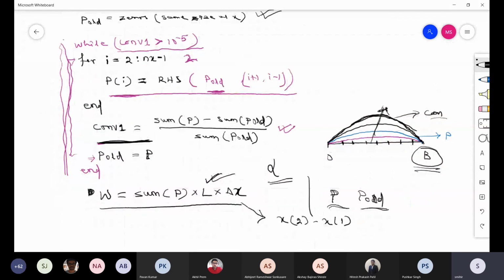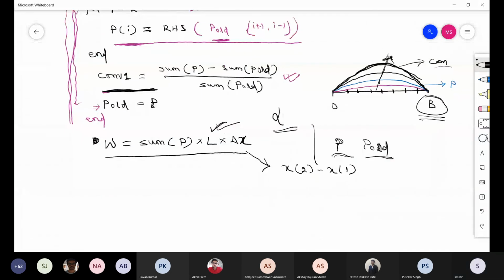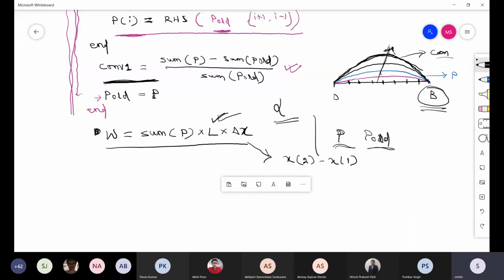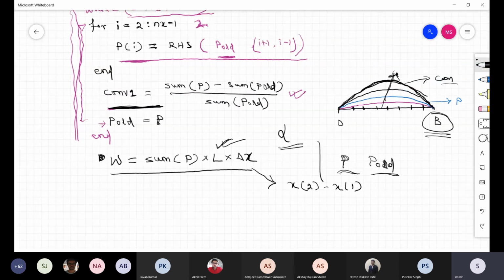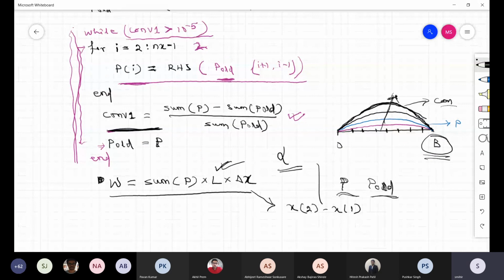So in the next class, any doubt? In the next class, I will further discuss this solution technique. This is the first step of the solution. I'll further discuss improvement of this solution technique by adopting various relaxation methods. So any doubt so far? This will be your first assignment. You will be submitting it in Moodle by next week.